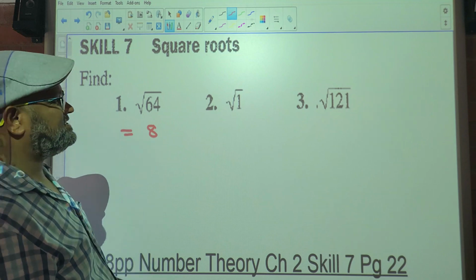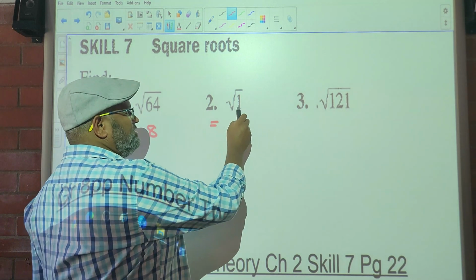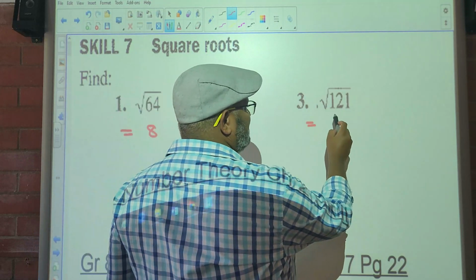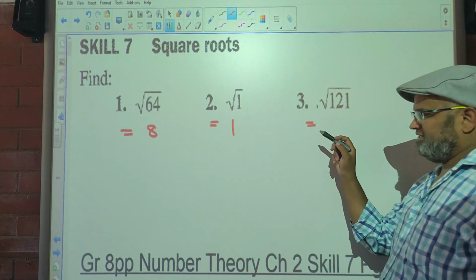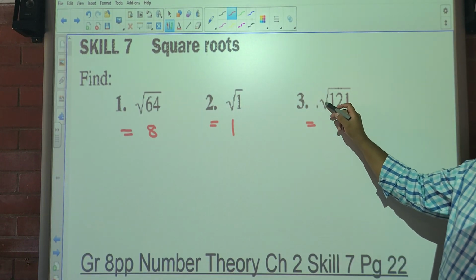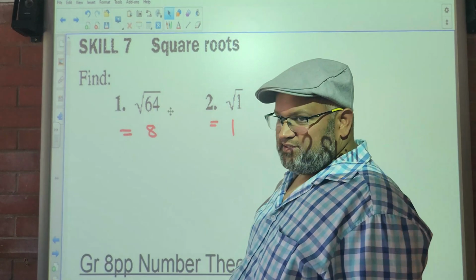A number times itself is going to be 1. What's the number? 1. What's the square root of 1? A number multiplied by itself is 121. 11 times 11 is 121. So what's the square root of 121? You all understand?